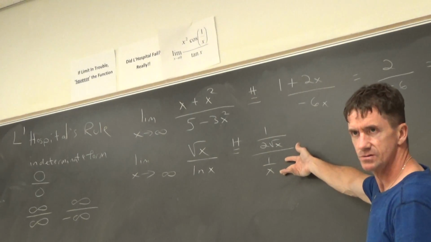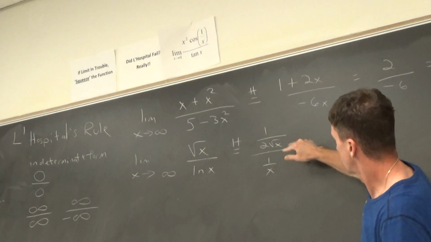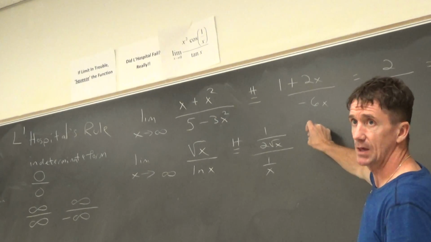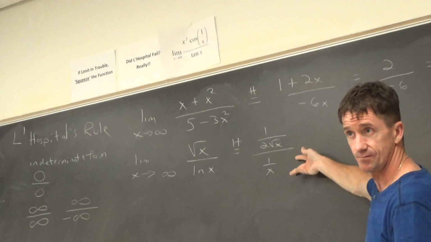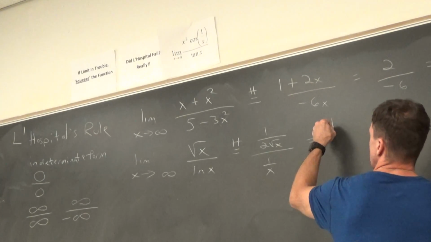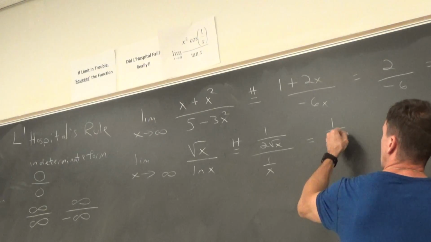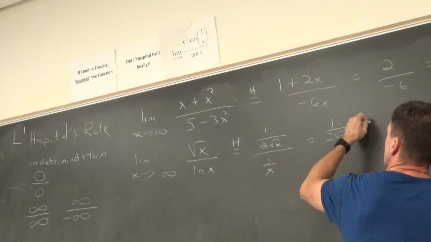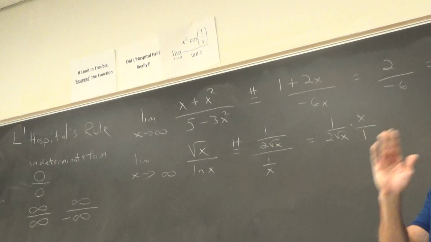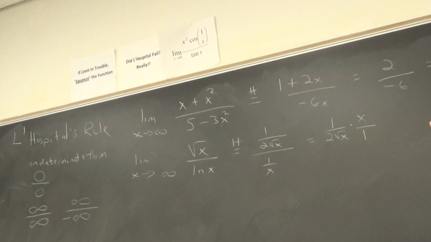So how do you deal with this? You multiply by the reciprocal. I'm not going to put the H symbol over the equal sign, because right now I'm not applying L'Hopital's rule again. I'm just going to simplify this. I'll put an equal sign and say this is equal to 2 square root of x times x. Now this could be the hardest thing, because we're going back in the day to algebra. How do you simplify x over square root of x? x is root x times root x. That's a good way to look at it.